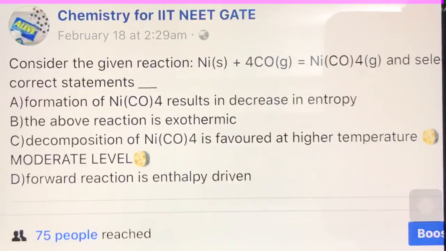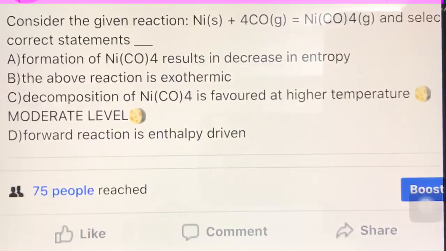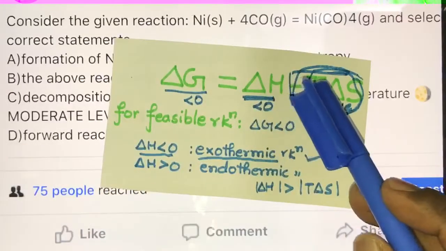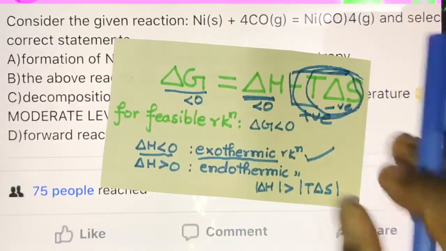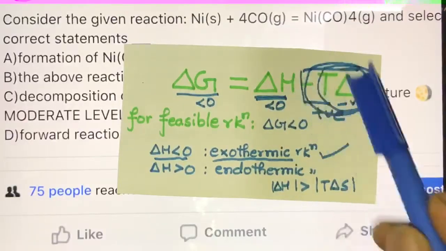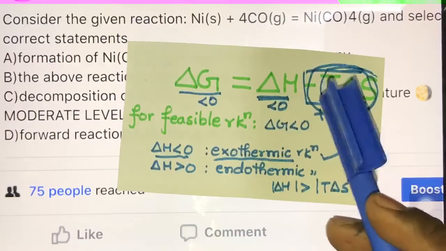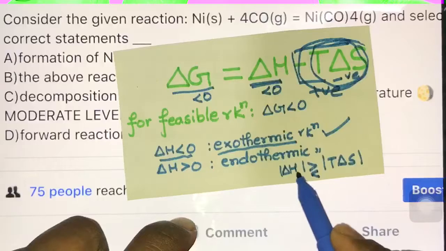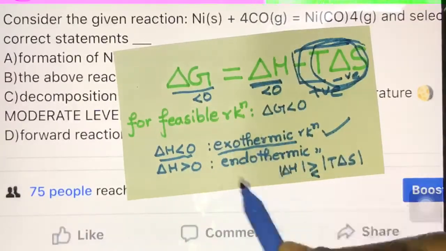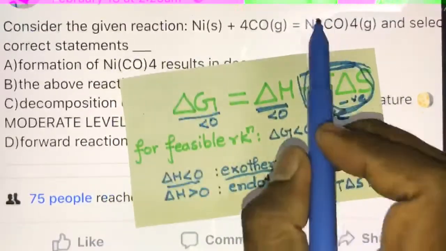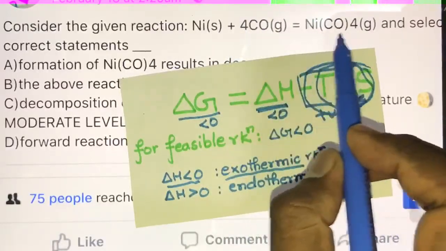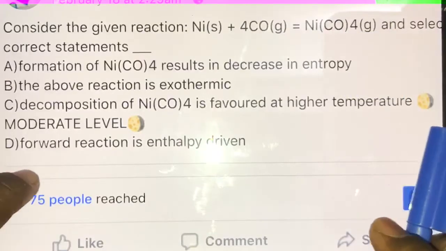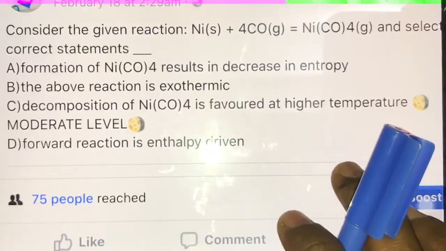Coming to the third statement here. Decomposition of NiCO4 is favored at high temperature. If we increase the temperature, then this positive term will increase, and if we increase further, there will be a time that comes when this value will be greater than the value of delta H. The modulus of T delta S becomes greater than that of delta H, and in that case delta G will be positive and the reaction will not be feasible. So in that case the backward reaction will be feasible, and the backward reaction is just the decomposition of NiCO4. So decomposition of NiCO4 will occur when we increase the temperature. So C is absolutely correct.